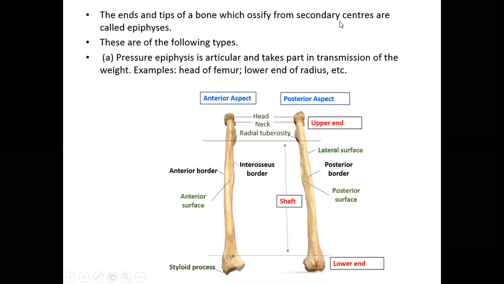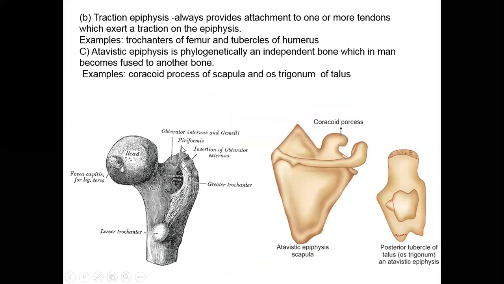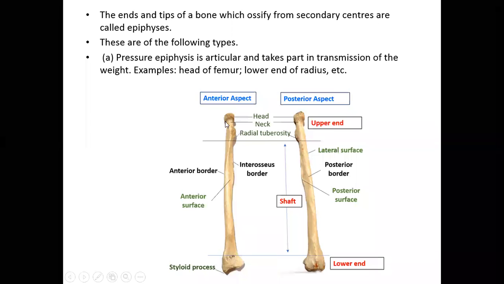Now, the primary ossification center gives rise to diaphysis. This is diaphysis or the shaft of the bone. Whereas the secondary ossification centers are going to give rise to epiphysis here as well as here. So this is another explanation of epiphysis. Epiphyses are parts of a bone which are derived from secondary ossification centers. Now there are different types of epiphysis according to how these epiphyses are going to form. We have some classification.